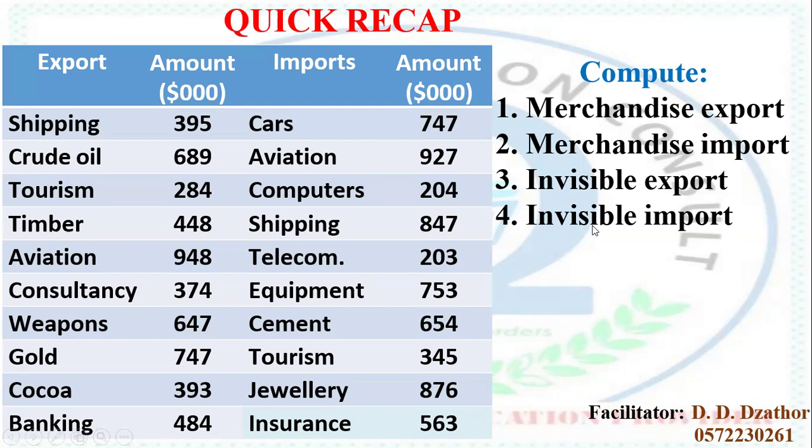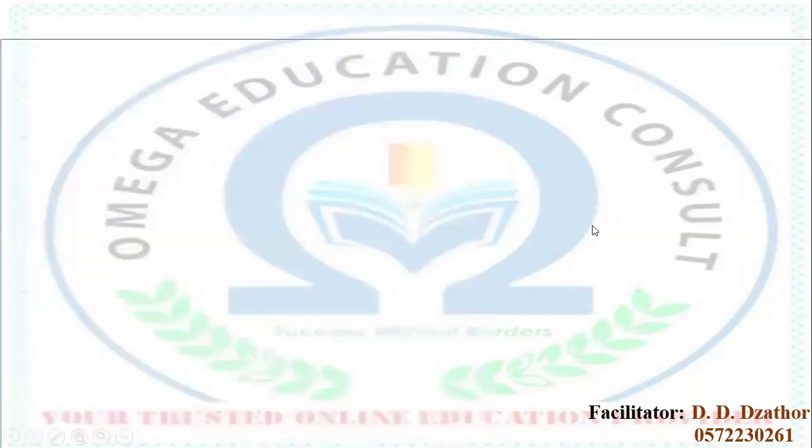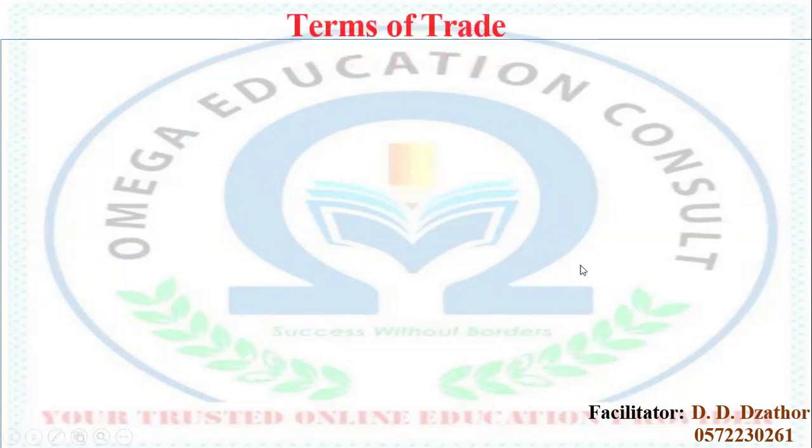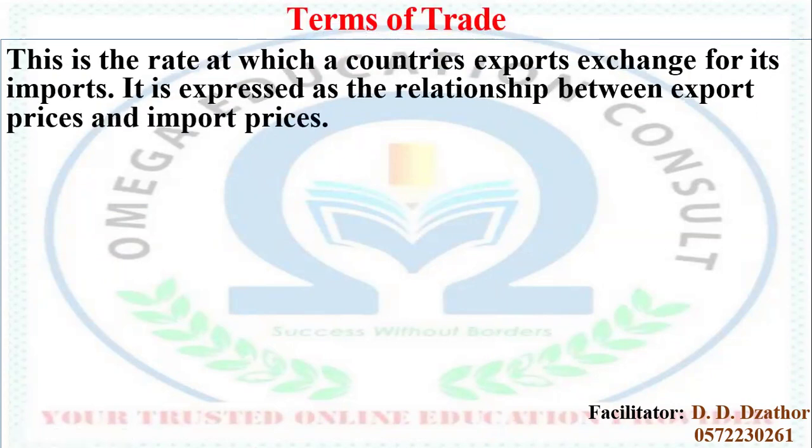Great work done. So in this lesson, we're going to continue from where we ended the last time, and then talk about terms of trade and balance of trade. All right, so terms of trade simply refers to the rate at which a given country's exports exchange for its imports. That is, how much does a country's export product exchange for the import product?